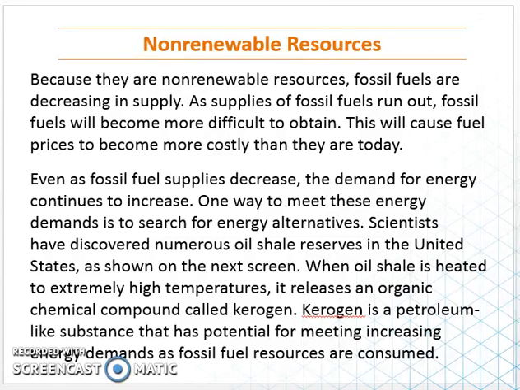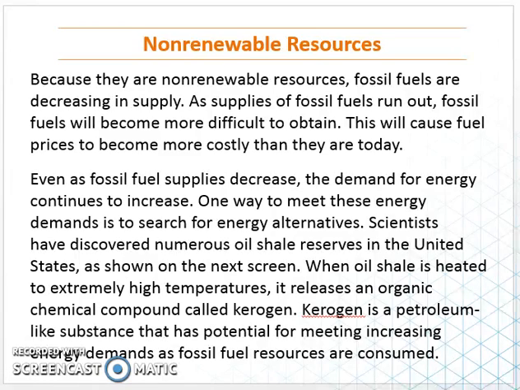Even as fossil fuel supplies decrease, the demand for energy continues to increase. Look at all the phones, the tablets, the computers. Everything that we have now, the beats, everything requires being charged somewhere. Well, that charge comes from this, non-renewable resources.